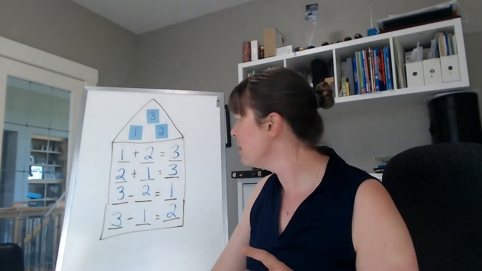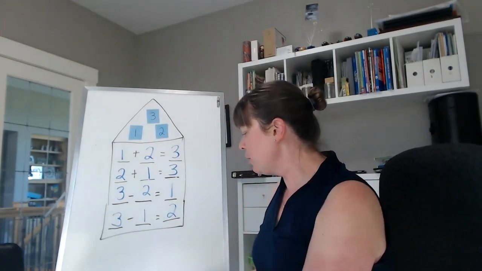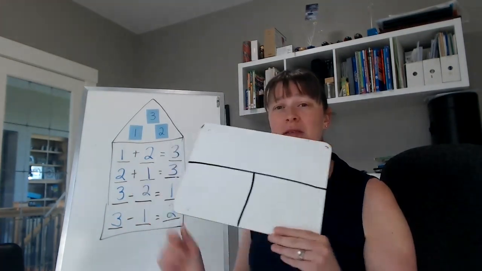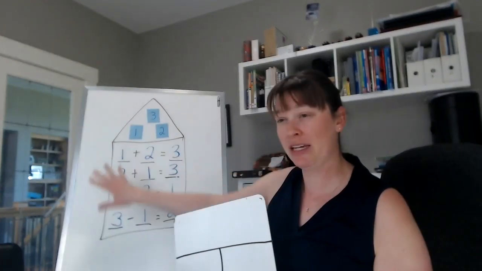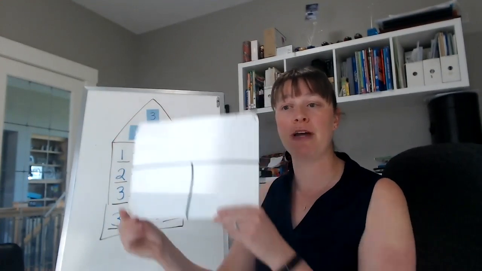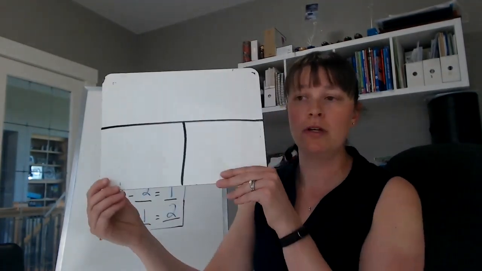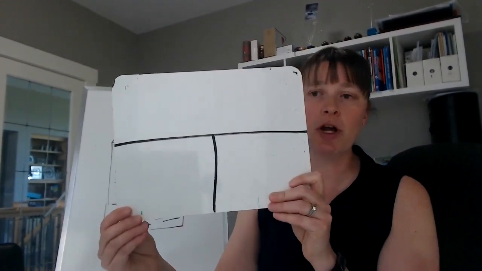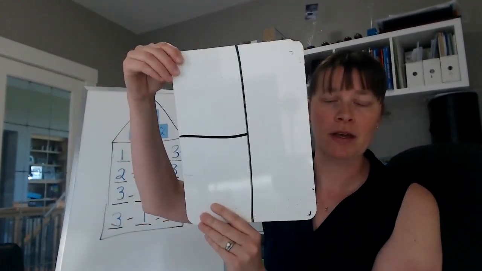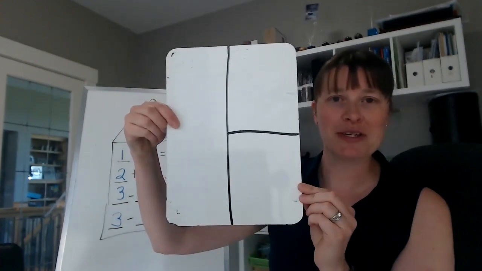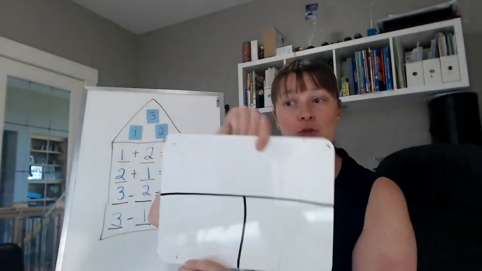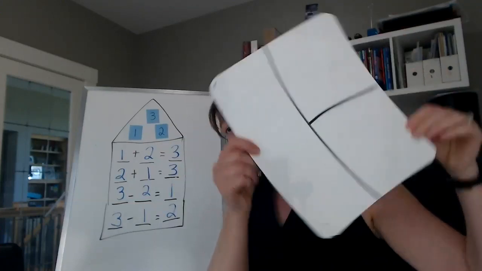Now, this we already talked about. The new one we're going to talk about is almost the same thing. It's called Part-Part-Whole. So it's taking this picture or this idea of a fact family and changing it into a thing that looks like this. Now this Part-Part-Whole can go this way, it can go this way, it can go this way, it can go this way. It doesn't really matter which way you see it. You'll see it lots of different ways.